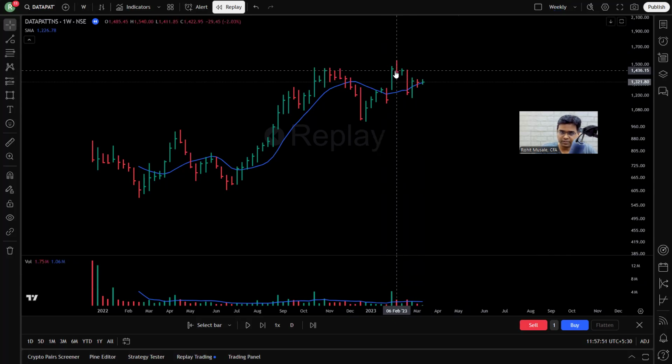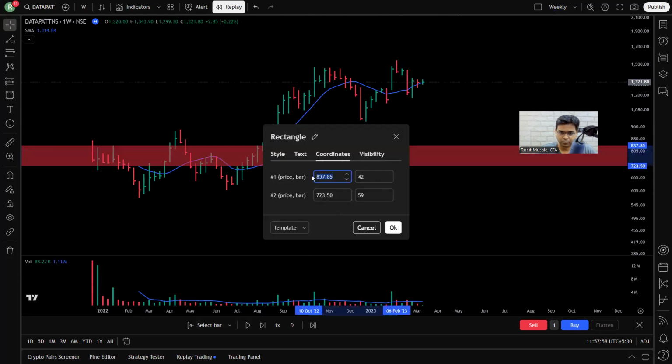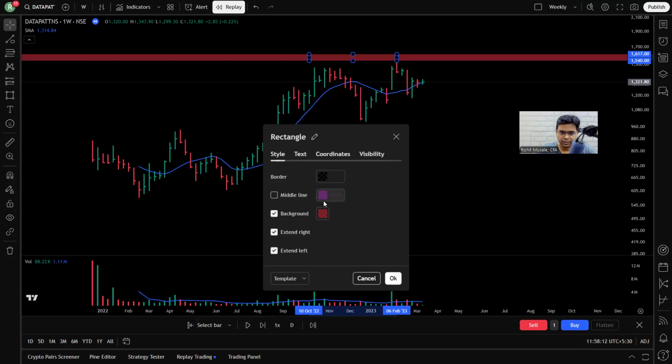Now we see, let's say the high of this candle is 1540. Let's draw the pivot. So this is 1540. This is more than 5%. 1540 multiplied by 1.05, 1617. I'll give it green color.